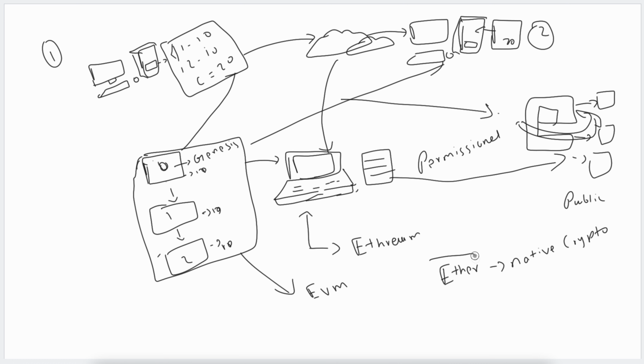Okay, now we got to Ether. So it's one concept of a native cryptocurrency. Now we'll move on to a whole bunch of other crypto networks that will be used in this wrapping or swapping concept.